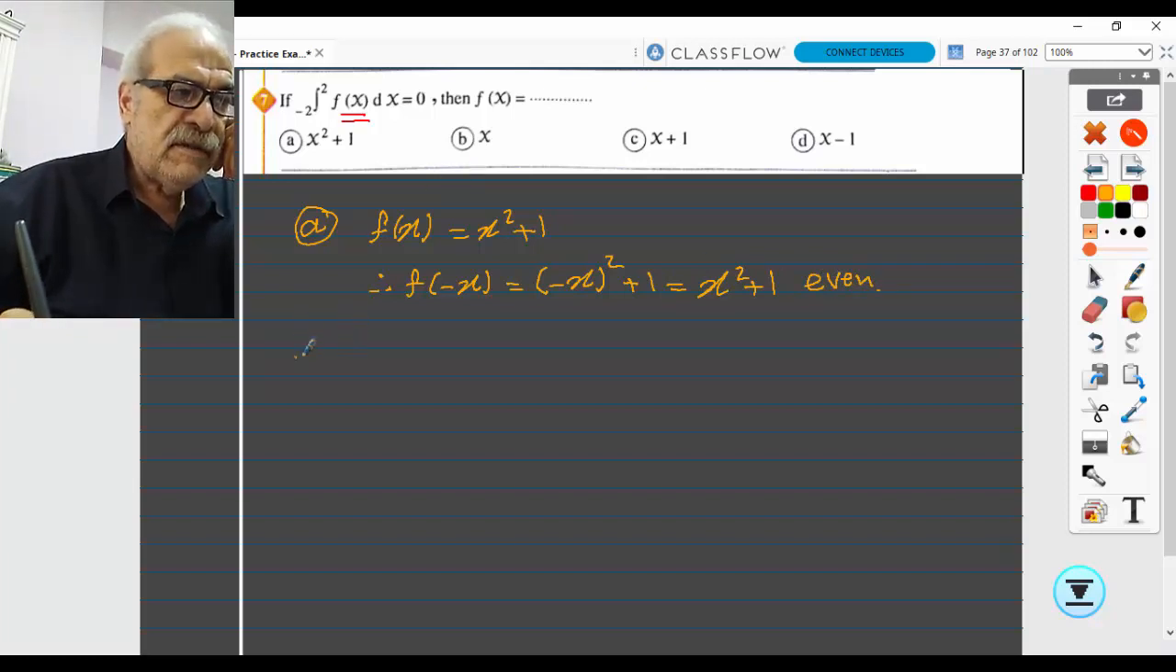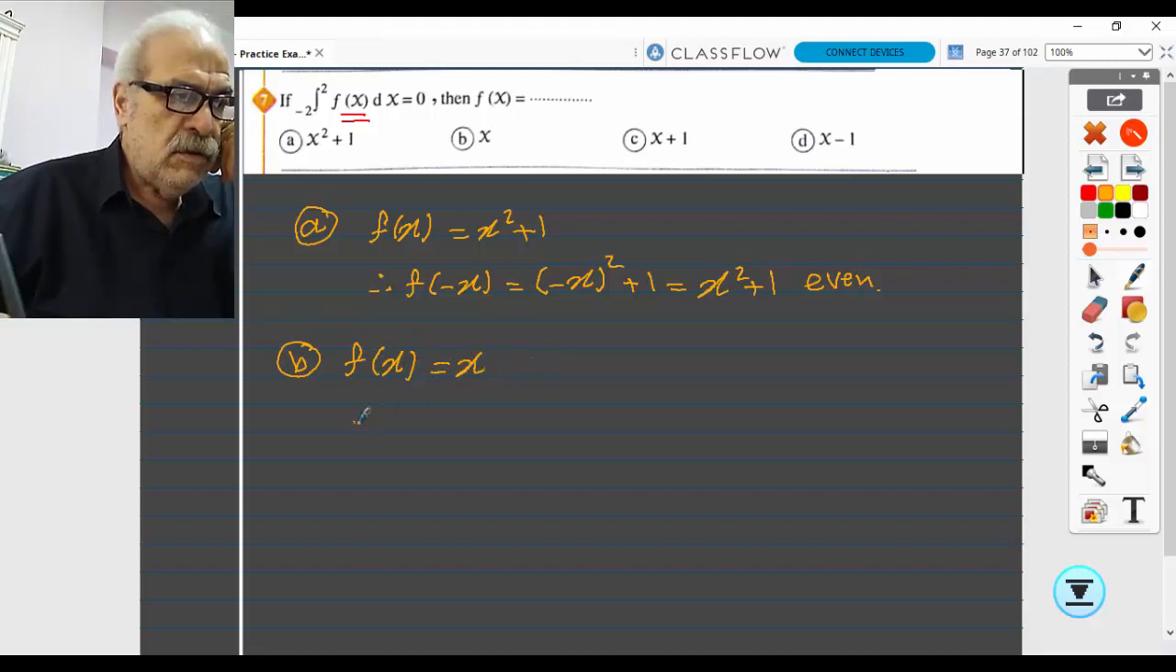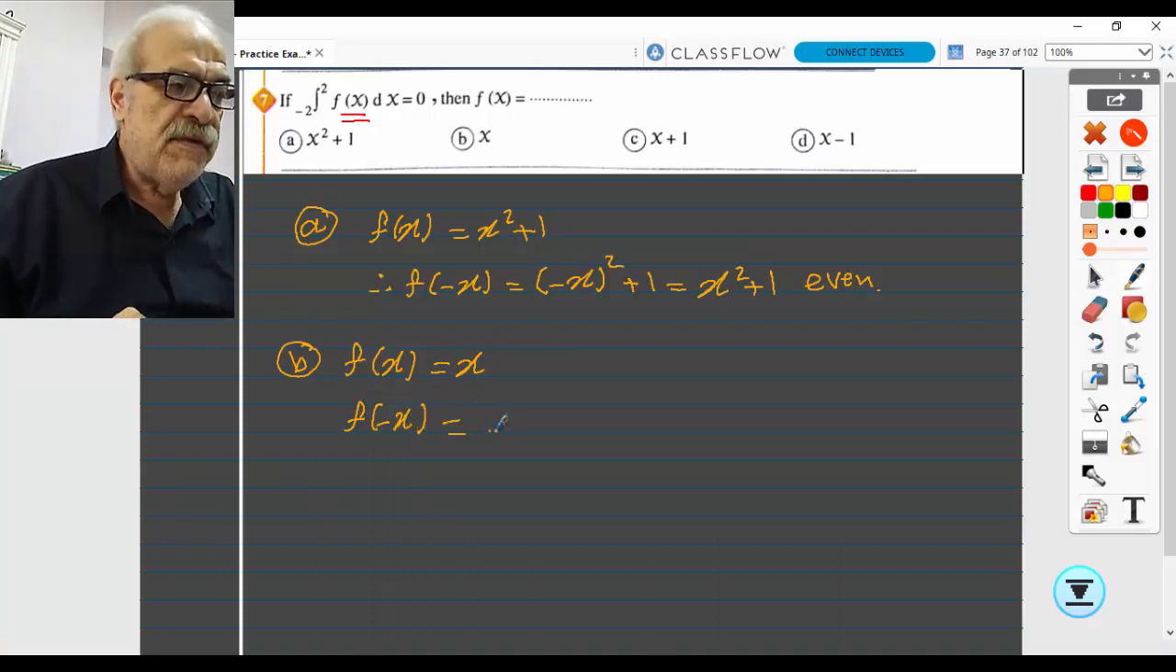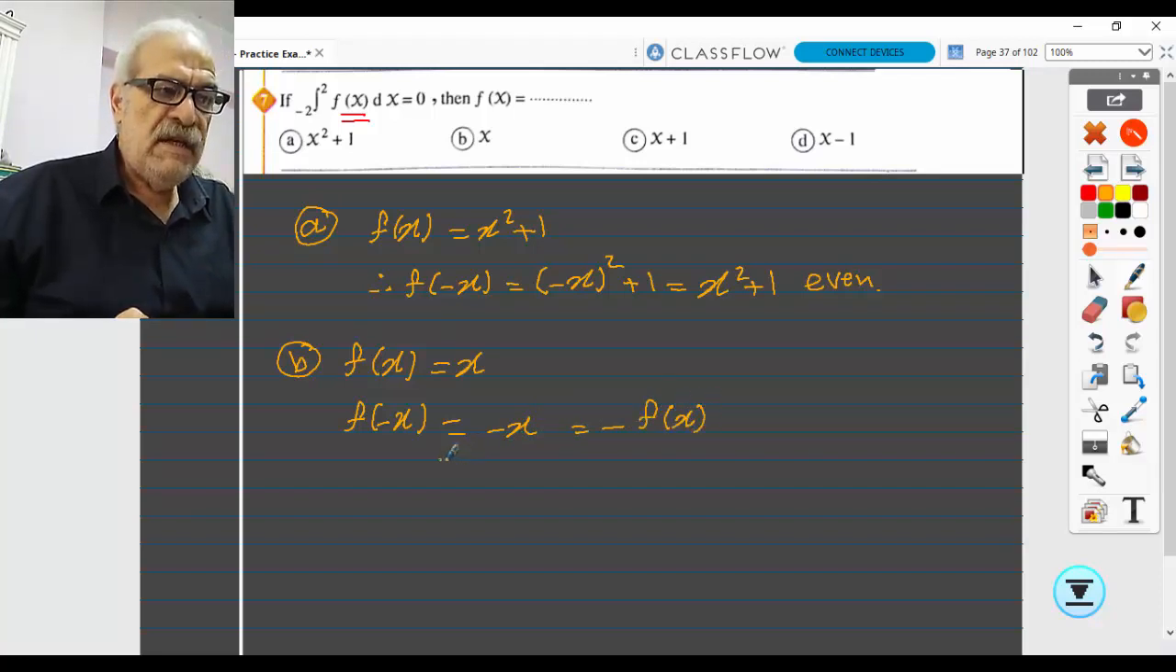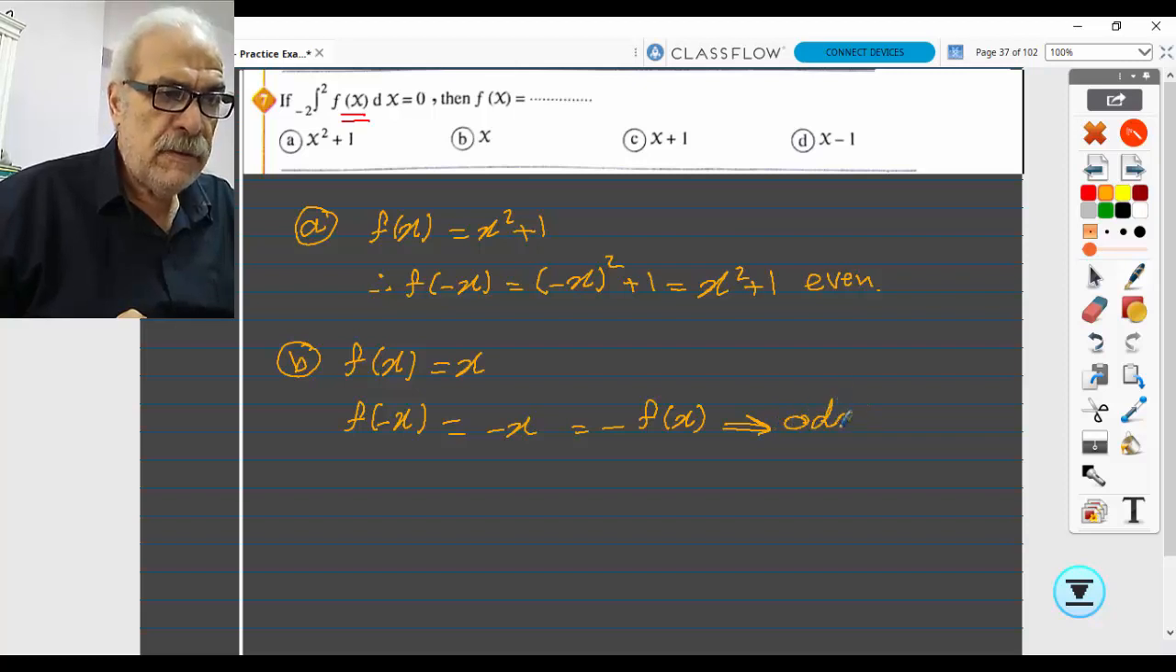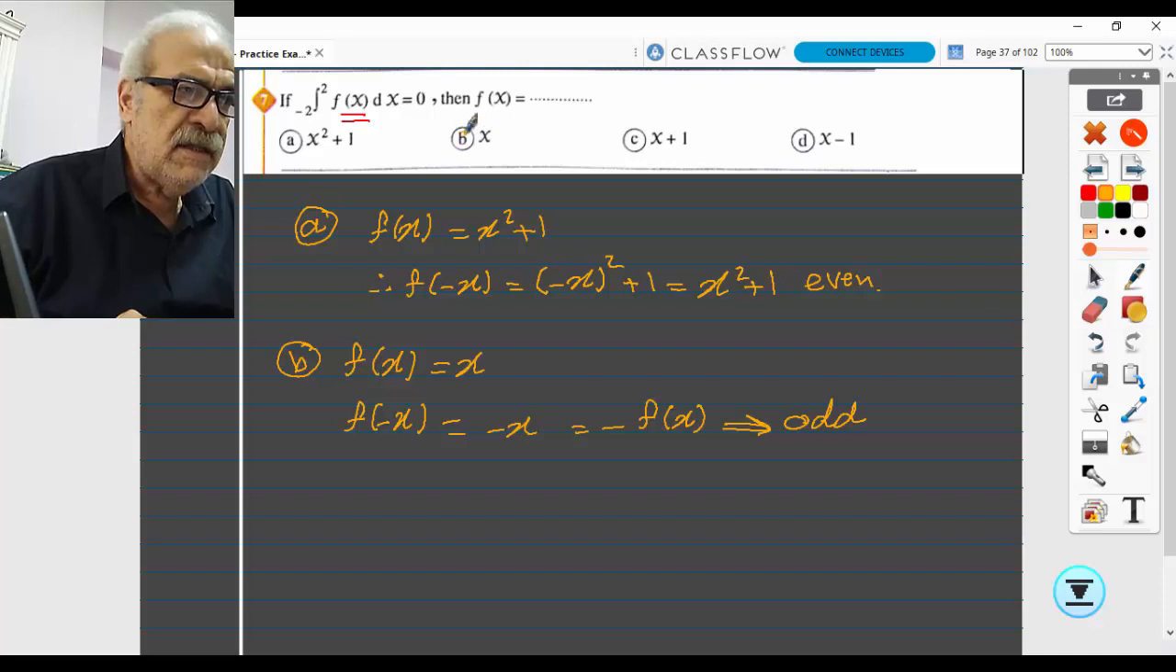Okay, here f of x at b equals x. So f of negative x equals negative x. And negative x equals negative f of x. Here we get f of negative x equals negative f of x, so f of x is odd. Okay, so the solution is at letter B.